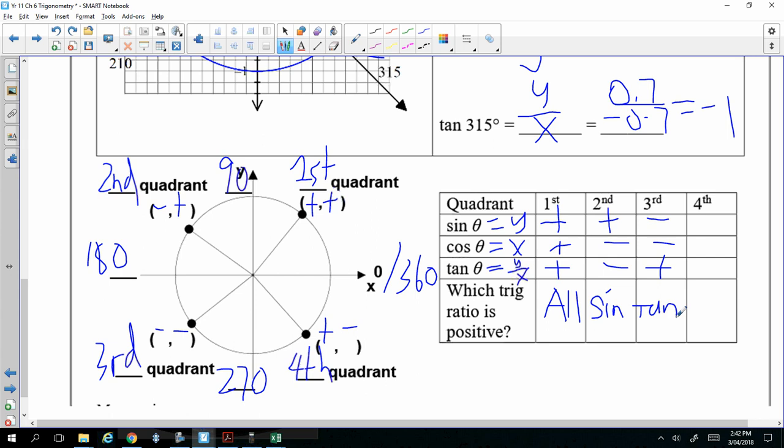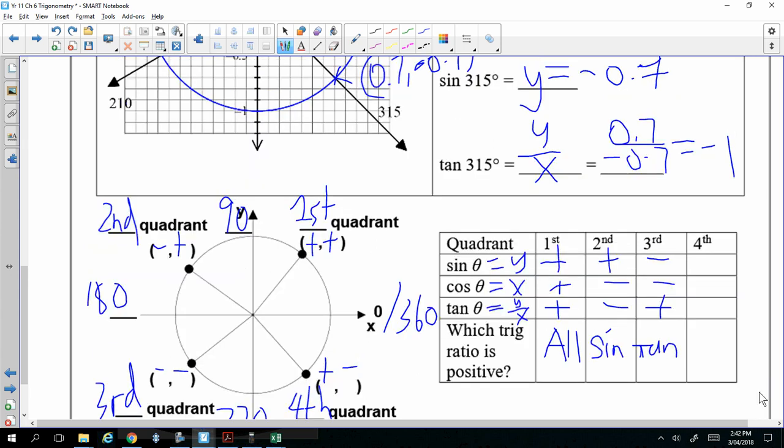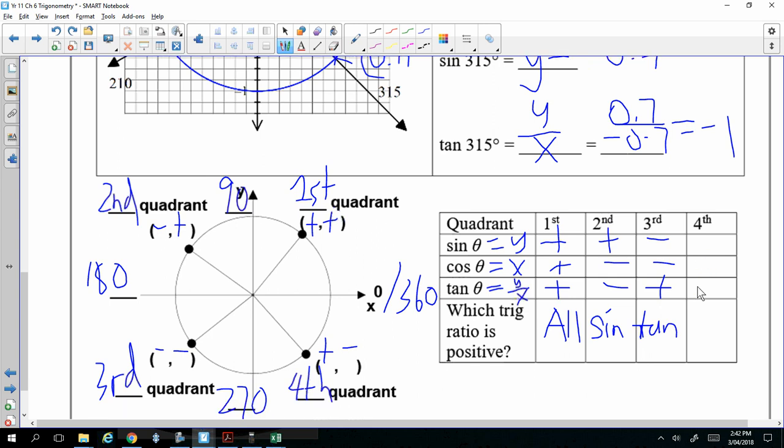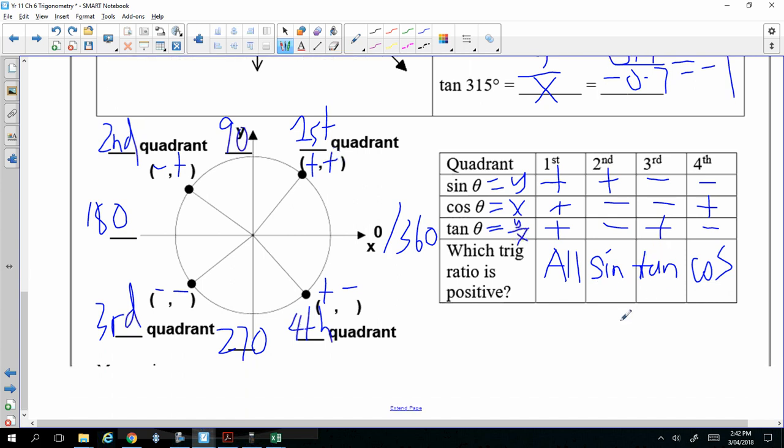So how do I remember this order? You just go ASTC. The way to remember this, you say all stations to central. So below where it says mnemonic, write all stations to central. That will allow you to remember which one is positive, which one's negative. I think that's all. We'll continue with that next lesson. So start the exercise today, 6.6.